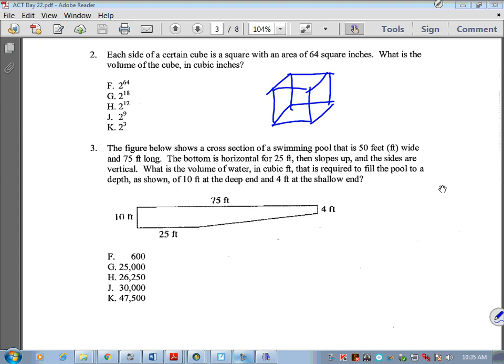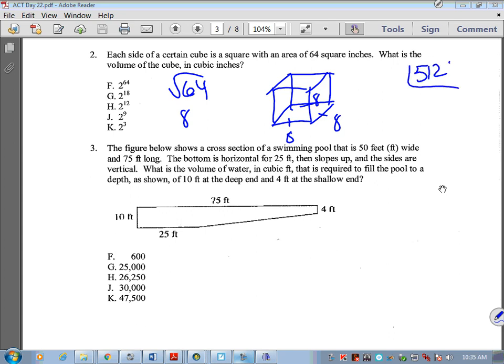So if they're telling me that the area of one side is 64, well, all sides of a square are equal to each other. So the first thing I'm going to do is find the square root of 64, and I should find out that that's 8. So I'm going to get 8 here and 8 there, but I'm also going to get 8 there. Volume is 8 cubed. Well, what is 8 cubed? 512, right? But I don't see 512 up there.